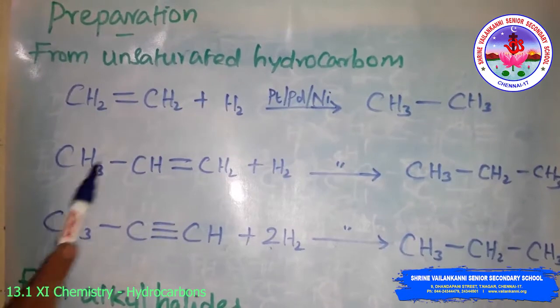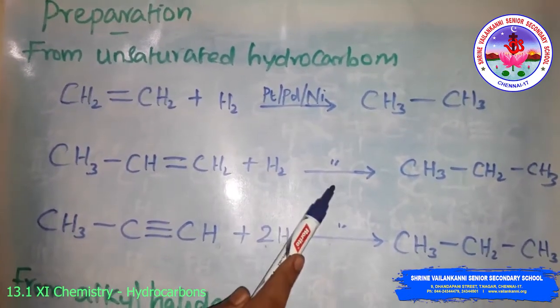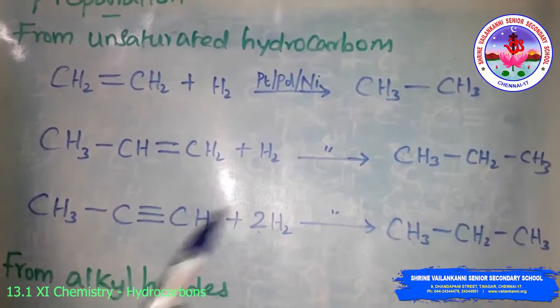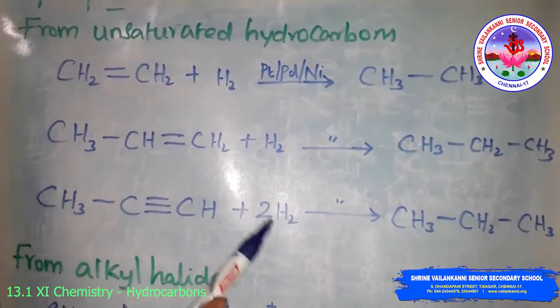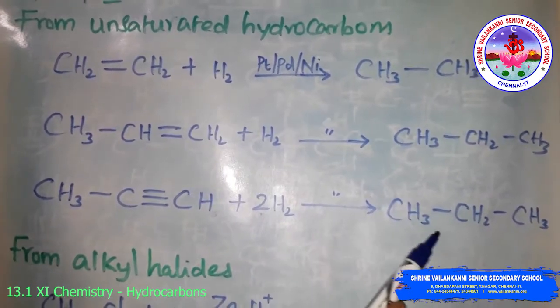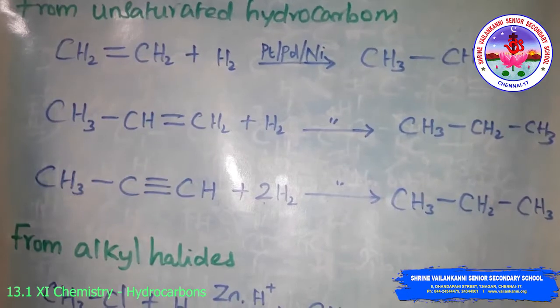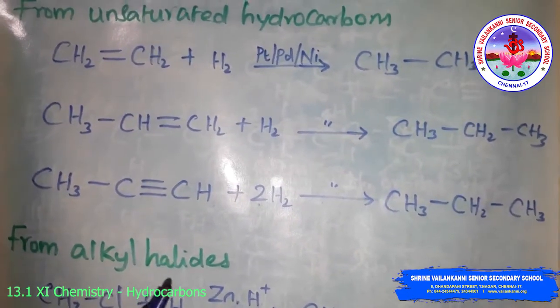Then similarly, propene reacts with hydrogen gas in the presence of platinum, palladium, or nickel, and you will get propane. So alkene to alkane. In a similar way, alkyne, this is propyne, reacts with hydrogen gas in the presence of platinum, palladium, or nickel catalyst, and you will get propane. From alkyne you get alkanes.